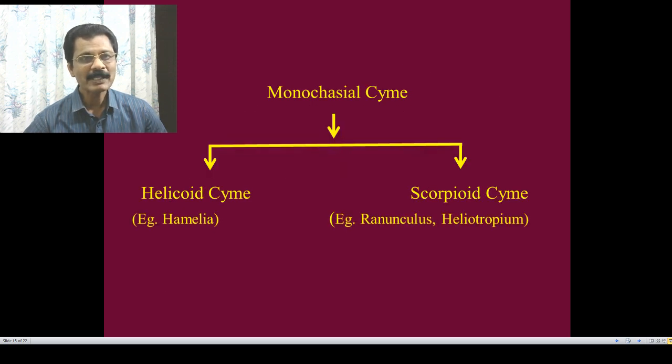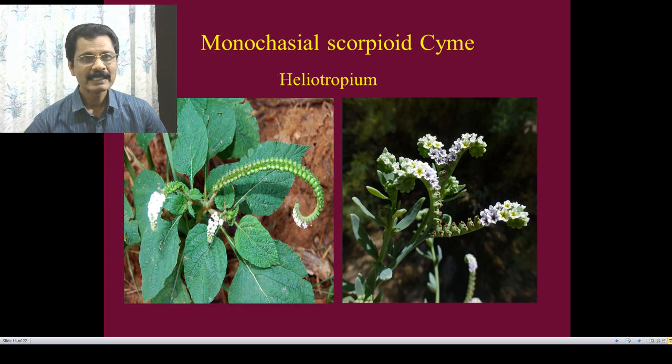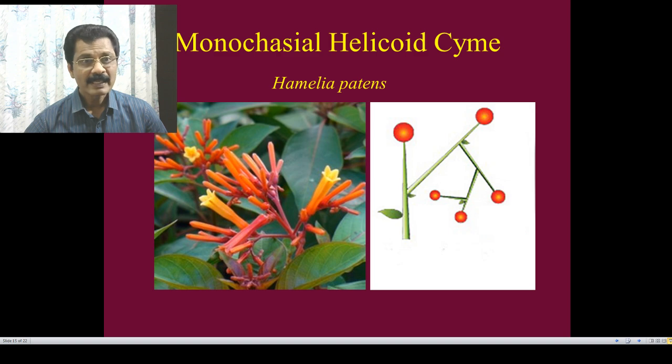Monochasial cymes are of two types. Helicoid cyme. Example, Hamelia, typical example of helicoid cyme. Scorpioid cyme, example ranunculus, heliotropium. Here you can see heliotropium, scorpioid cyme. The flowers are arranged in an alternate manner along the axis. Right? This is monochasial cyme, Hamelia patens. Here, the lateral branch ends in a flower. Again, it produces a lateral branch that is produced on only one side. Scorpioid means in an alternate manner, right?